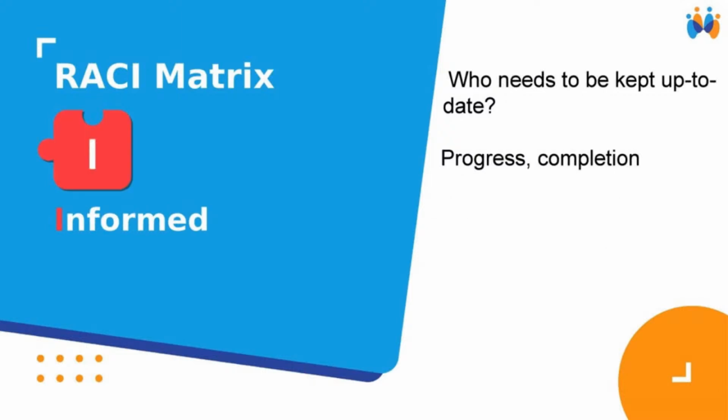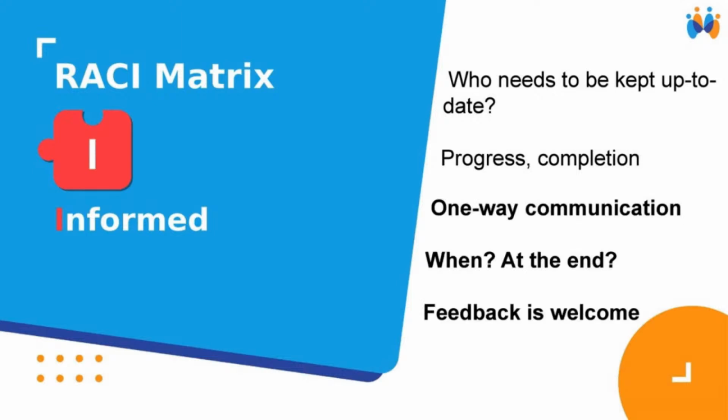The last one is the inform, the I. Who needs to be kept up to date, to be informed of the progress or the completion of that task? It's a one-way communication. So that's when the responsible person sends an email or sends a report or shares a document with people who need to be informed.